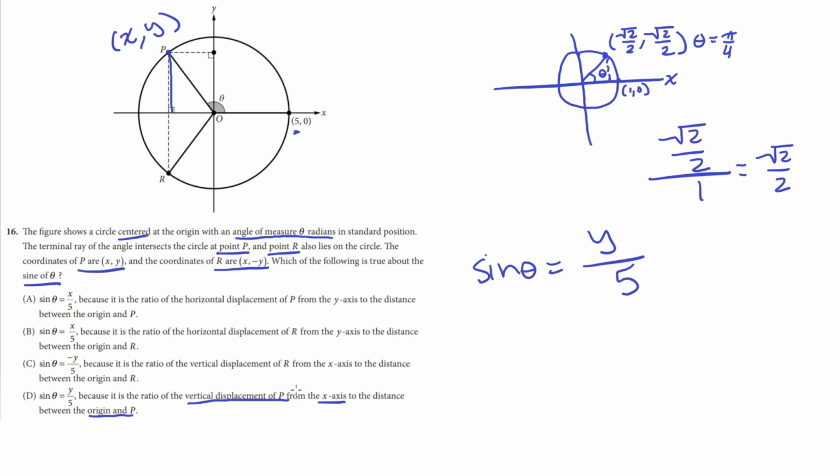So we just use the same rule that we used in finding the sine of something in the unit circle and applied it to the larger circle. So the correct answer choice is D.